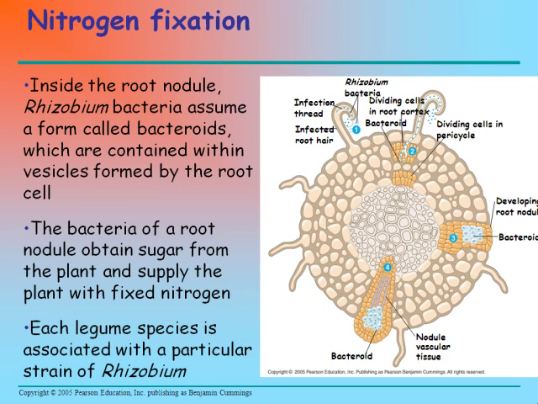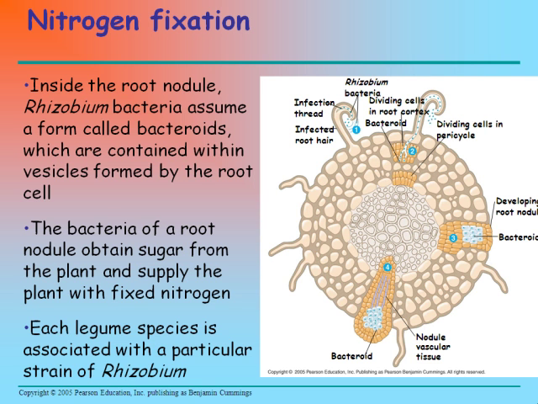So each legume species is associated with a particular strain of Rhizobium. Up here, the Rhizobium bacteria emit chemical signals that attract the roots to Rhizobium. The bacteria then emit signals that stimulate root hairs to elongate and to form an infection thread by an invagination of the plasma membrane. Okay, so here's the infection thread. Then the bacteria, through this infection thread, penetrate the cortex.